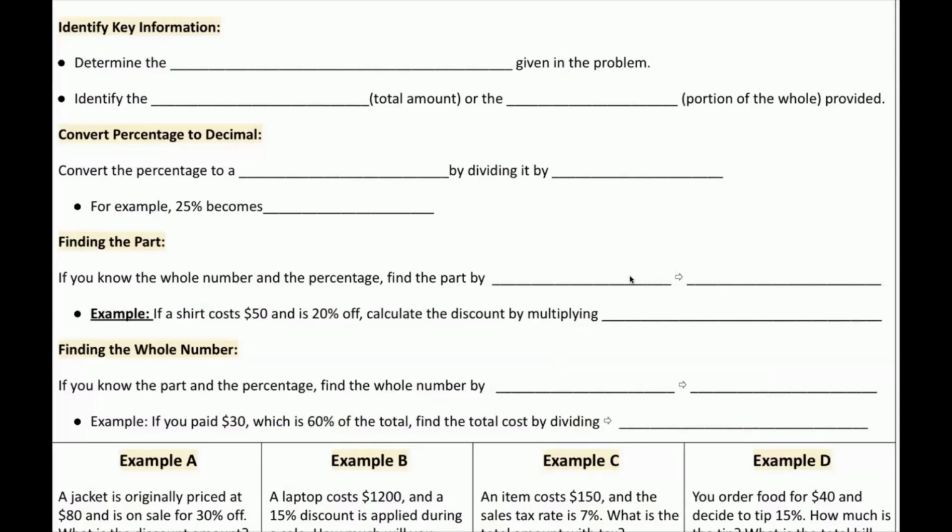So let's talk about some problem-solving strategies. There are 3 main things we're looking for in a problem. It's either going to be the percentage, the whole number, and the part. So we want to kind of label those 3 things in the problems as we go.